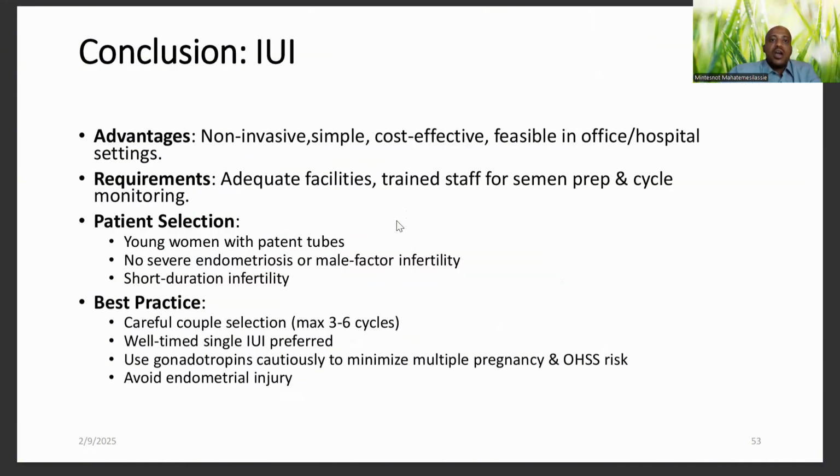In general, IUI is a very simple procedure. It is non-invasive. It is a cost-effective, office-based procedure. It can be practiced at any gynecological center as long as we have a well-trained gynecologist who can do transvaginal ultrasound and who understands the importance of cycle monitoring. And as long as we have a trained lab technician who can do proper semen analysis and semen preparation, it is very easy to do at any center.